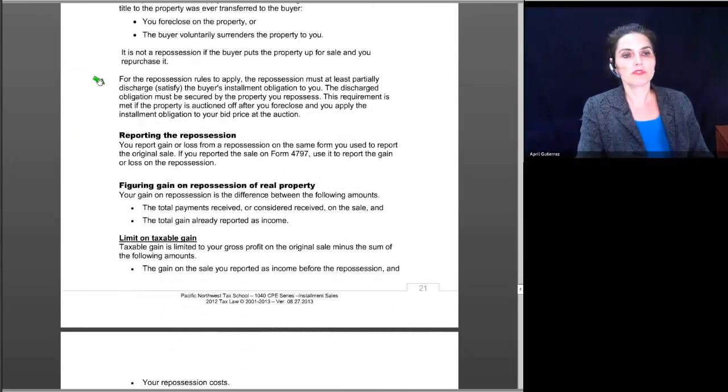For the repossession rules to apply, the repossession must at least partially discharge or satisfy the buyer's installment obligation to you. The discharged obligation must be secured by the property you repossess. This requirement is met if the property is auctioned off after you foreclose and you apply the installment obligation to your bid price at the auction.